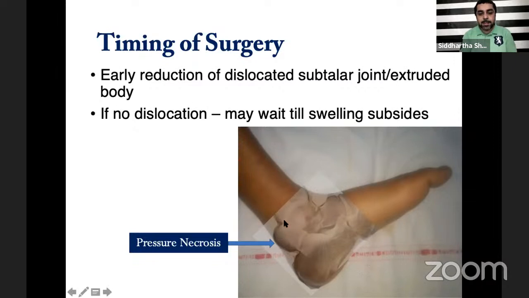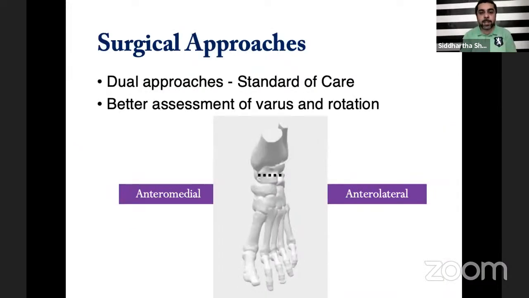Now look here, this is a type 3 fracture where the body is lying against the posterior medial skin. And in this position, it can not only cause pressure necrosis, but there are important neurovascular structures there. You have the posterior tibial artery, the tibial nerve. So you don't want any neurovascular compromise. So you have to go in early, closed reduction if possible. Yes, many times this does not happen, then you have to go in and do an emergent open reduction.